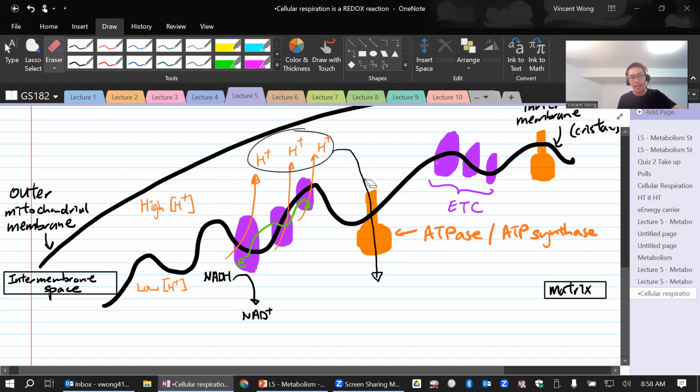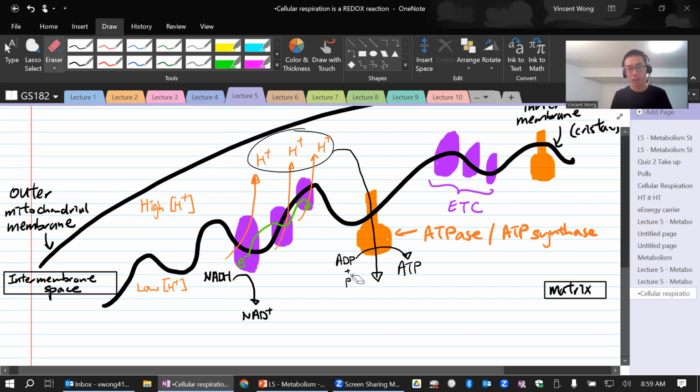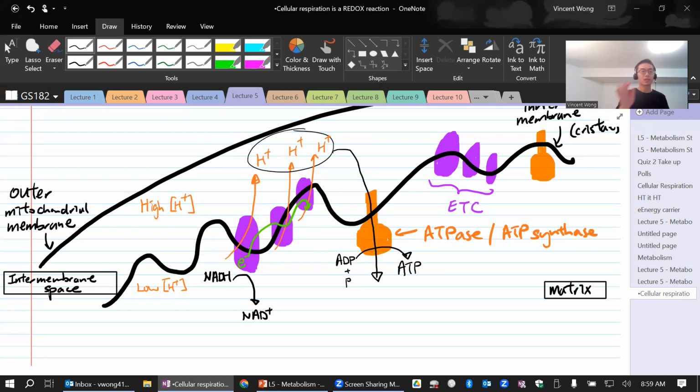As the H plus comes back in, it literally turns the ATPase, and that allows ADP and P to become ATP. So that's what I described to you just now. That's oxidative phosphorylation. What's driving the production of ATP is essentially the electrons, and the electrons were created from oxidation. So that's why it's called oxidative phosphorylation.